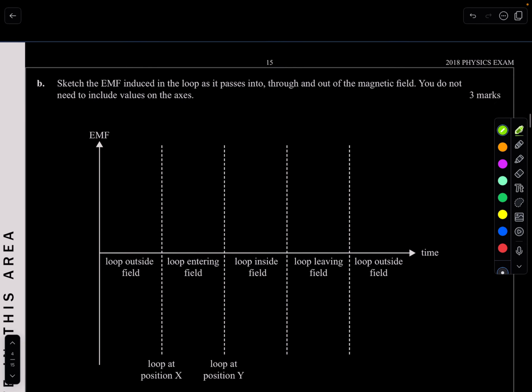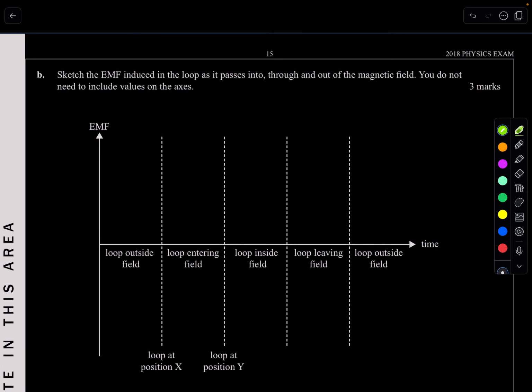3 marks. Sketch the EMF induced in the loop as it passes into, through, and out of the magnetic field. You do not need to include values on the axis. You would have had this question if you do past exams. This question repeats in every exam, I promise you. So it's one of the easiest ways to get full marks.